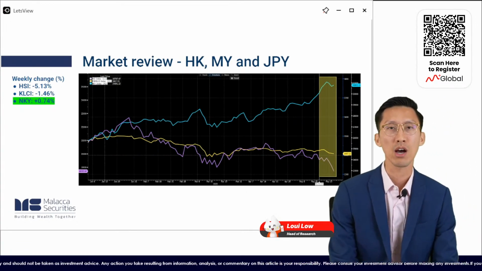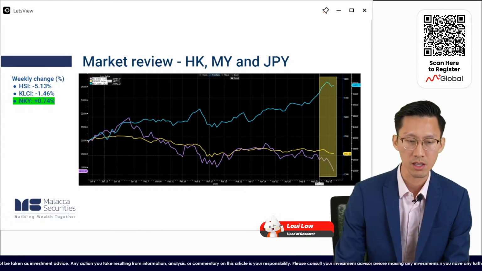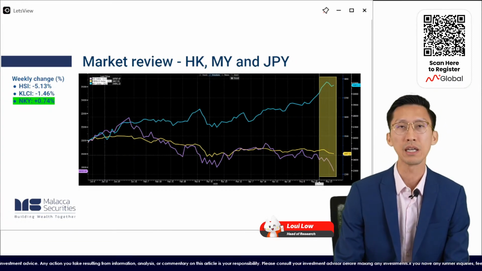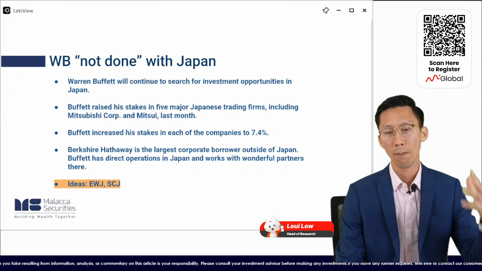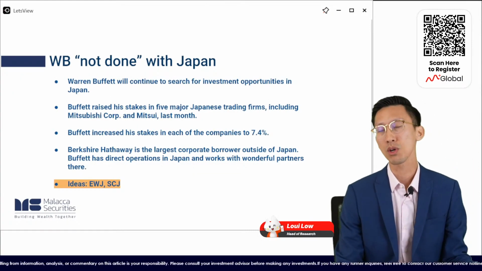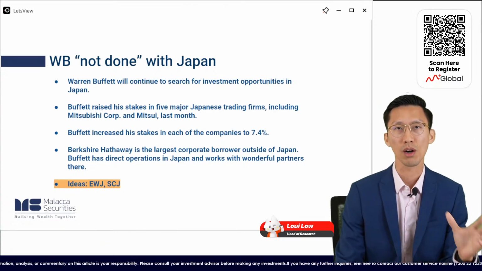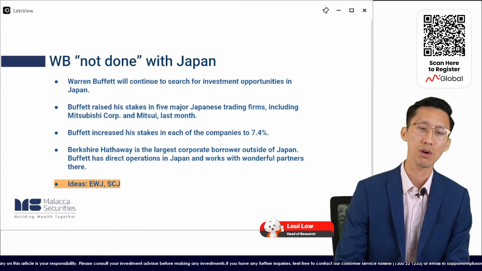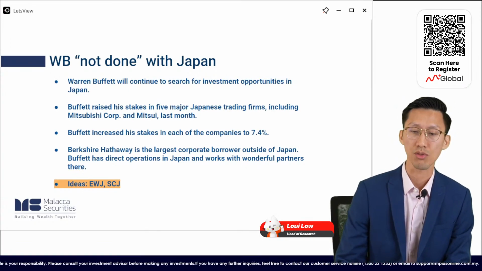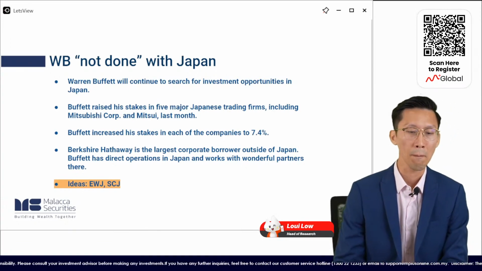What about KLCI? KLCI is down 1.46%, but the Nikkei 225 is actually up 0.74%. In the last couple of live sessions, we did talk about this: Warren Buffett is not done with Japan. Warren Buffett continues to search for investment opportunities in Japan.